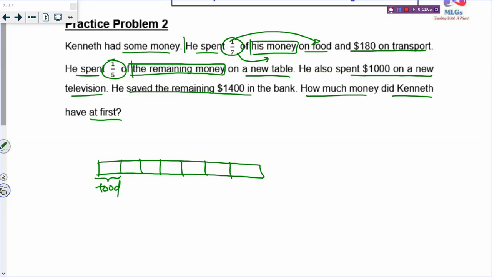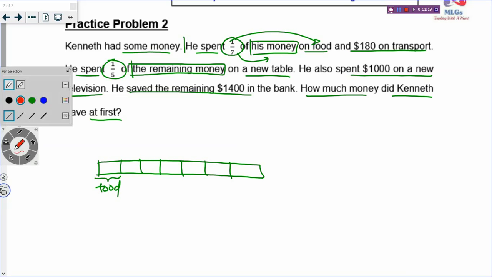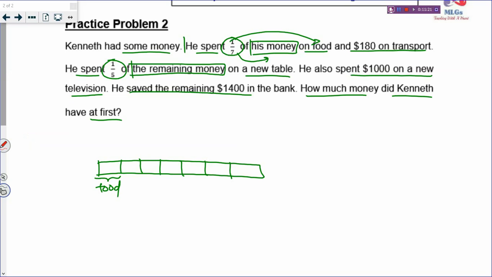Alright, so where do you want to put the $180 on transport? Well, there are many ways you can do it. You can see that it's a bit hard to put $180 on transport because the boxes are all there. So what I can do, now model drawing is very creative. Alright, it's all about creativity. Nobody can tell you how to draw. You have to think about how you want to draw. So how do I put the $180 on transport? I can do something like this.